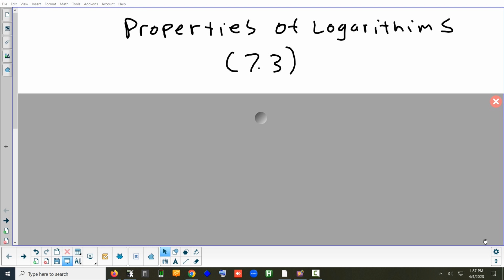Okay, so the second section we're going to look at for this week is 7.3. And this is on some properties of logarithms. Right? So we're going to learn first some special patterns we can use with logarithms. And then we're going to learn how to take logarithms and split them or combine them. So it's kind of like, how do you combine like terms with logarithms?